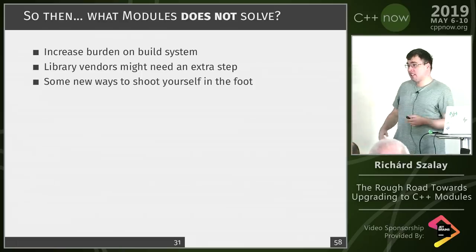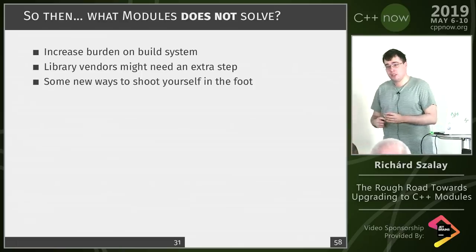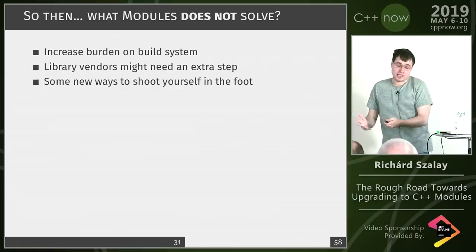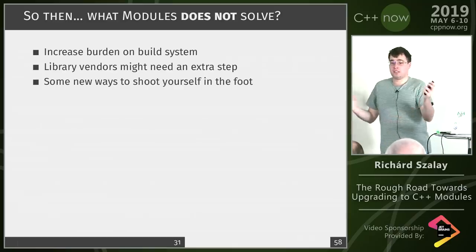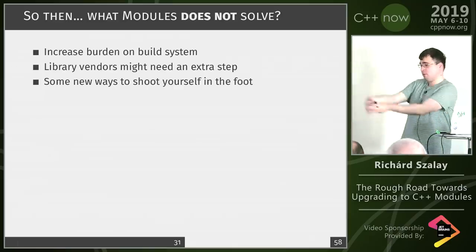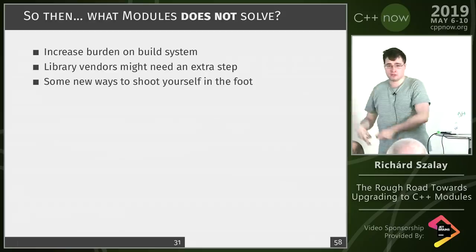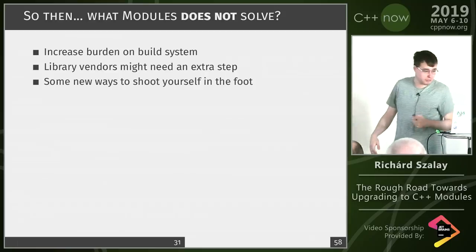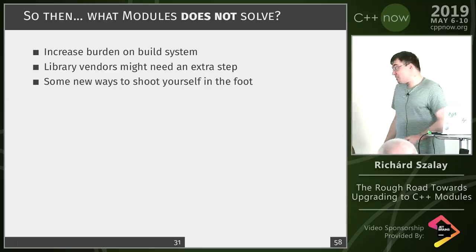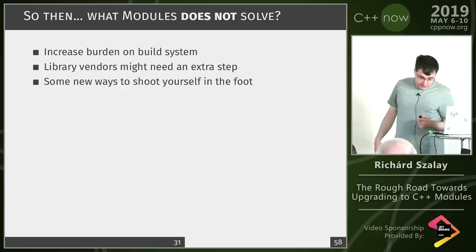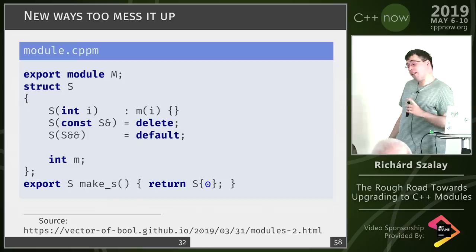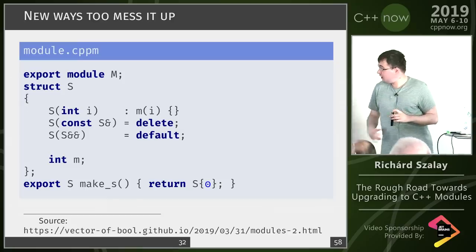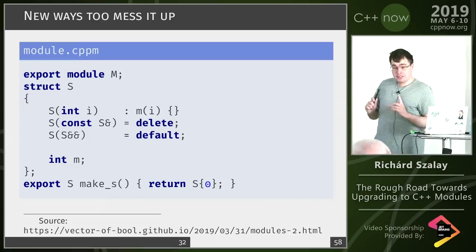Library vendors now need to make an extra step to, well, describe how their library fits into a module. It's not enough that, you know, you download this library, put it into whatever include root you are using, and then just include this file and everything will be dandy. And there are some new ways to shoot yourself with modules. This is not particularly my finding, that's the citation here, but this is very interesting.